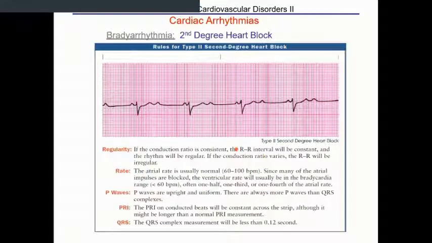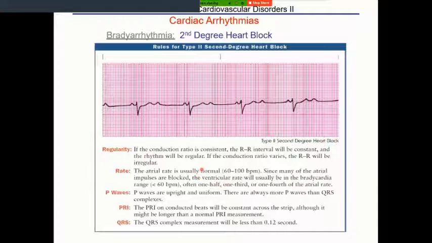If you take a look at your ECG tracing, if the conduction ratio is consistent, the RR interval will be constant and the rhythm is regular. If the conduction ratio varies, the RR will be irregular. The atrial rate is also normal, usually 60 to 100 beats per minute. Since many of the atrial impulses are blocked, the ventricular rate will usually be in the bradycardic range, less than 60 beats per minute, often 1/2, 1/3, or 1/4 of the atrial rate.